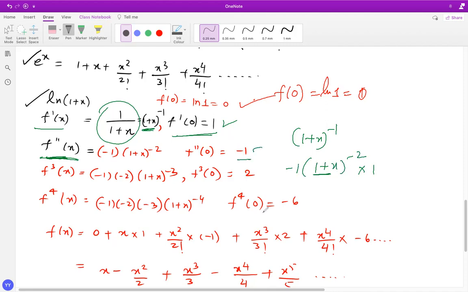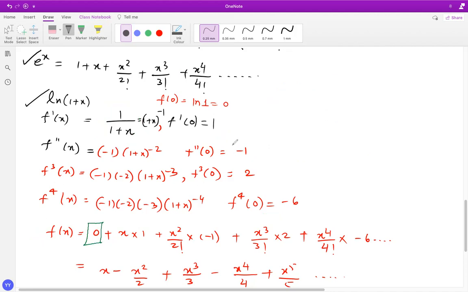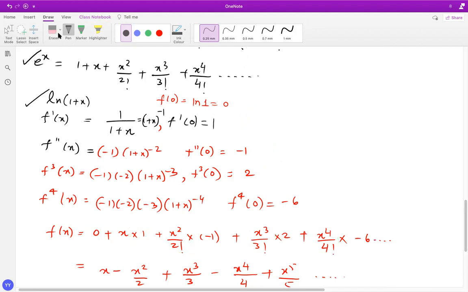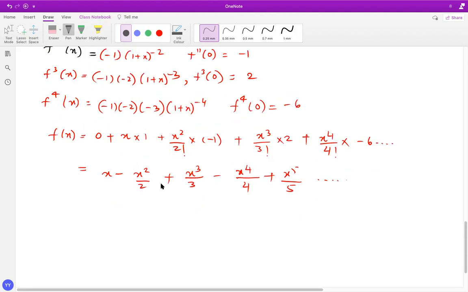Similarly, you evaluate the other derivatives using the power rule and then put them in the formula. So the formula is f of 0, which is 0, that's fine. Then x times f dash 0, which is 1, x squared over 2 factorial times f double dash 0, which is negative 1, x cubed over 3 factorial times f triple dash 0, which is 2, x raised to 4 over 4 factorial times this, which becomes minus 6, and so on. When you simplify that, at the end, what we get is the function as x minus x squared over 2 plus x cubed over 3 and so on. So that's how you write the Maclaurin series for cosine, the exponential, and the logarithmic function.